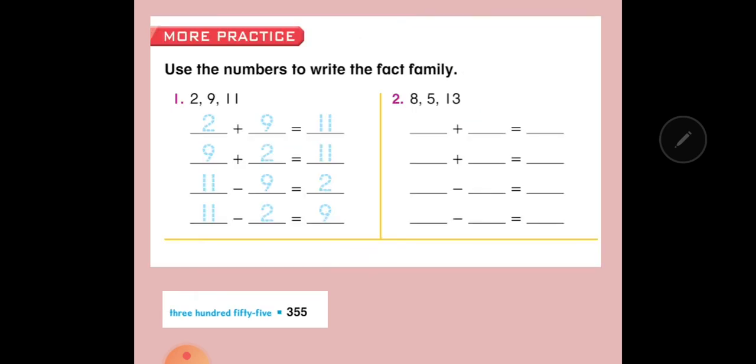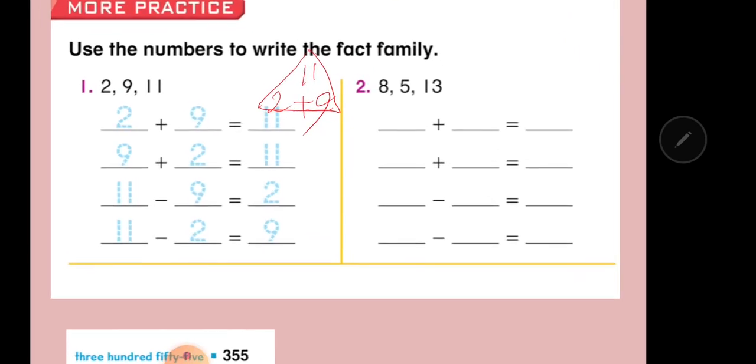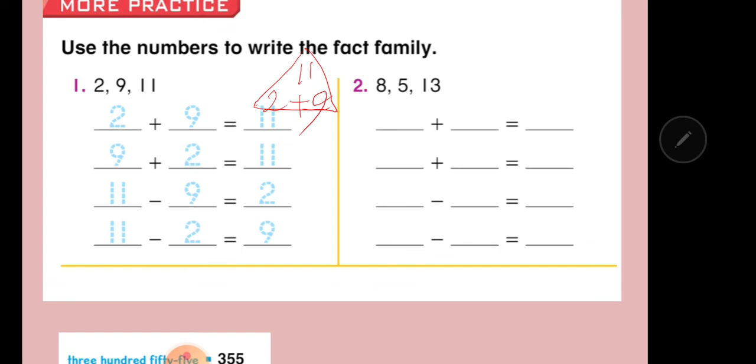355. You have here a family. I want you to draw the house. Who will be the daddy? 11. The 2 sons, 2 and 9. Amazing. You have another one to write a family. What will you do? First step, draw the house. Think, who is the daddy? What do you think? Who will sit at the top? Amazing. 13. So I will write 13.